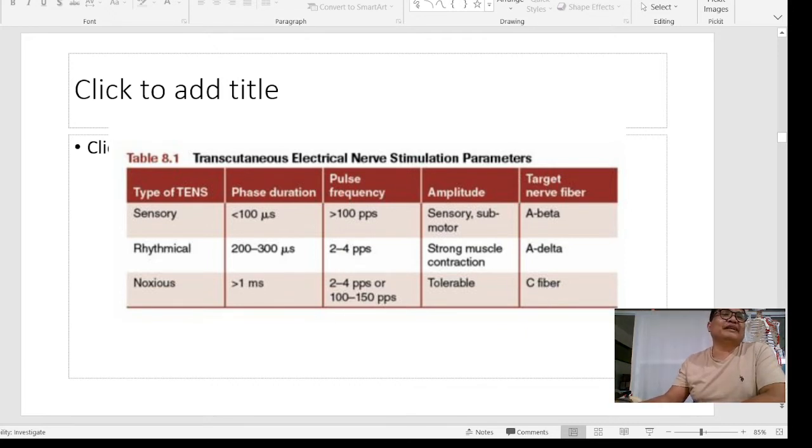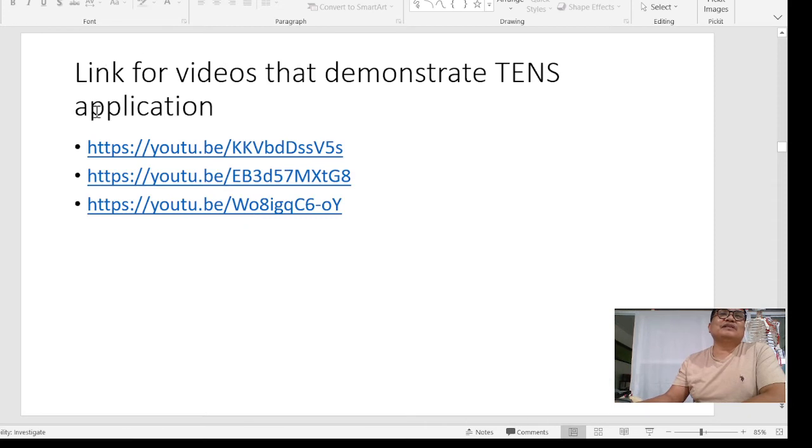Motong neuroprobe ang gigamit. So here, we have here some links sa videos where you can, if you click this link, you'll be thrown dito sa YouTube sa mga videos which shows how to apply TENS in patient. No? At basically, ang ginagamit nila mostly ang gigamit ito is sensory. Walay rhythmical and noxious. Okay?